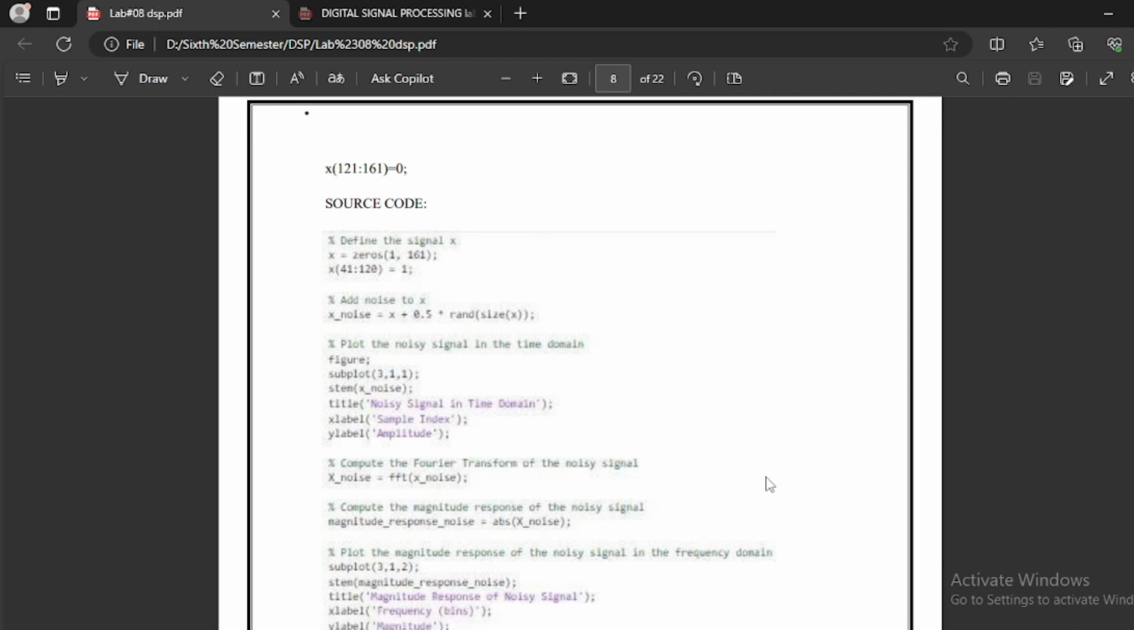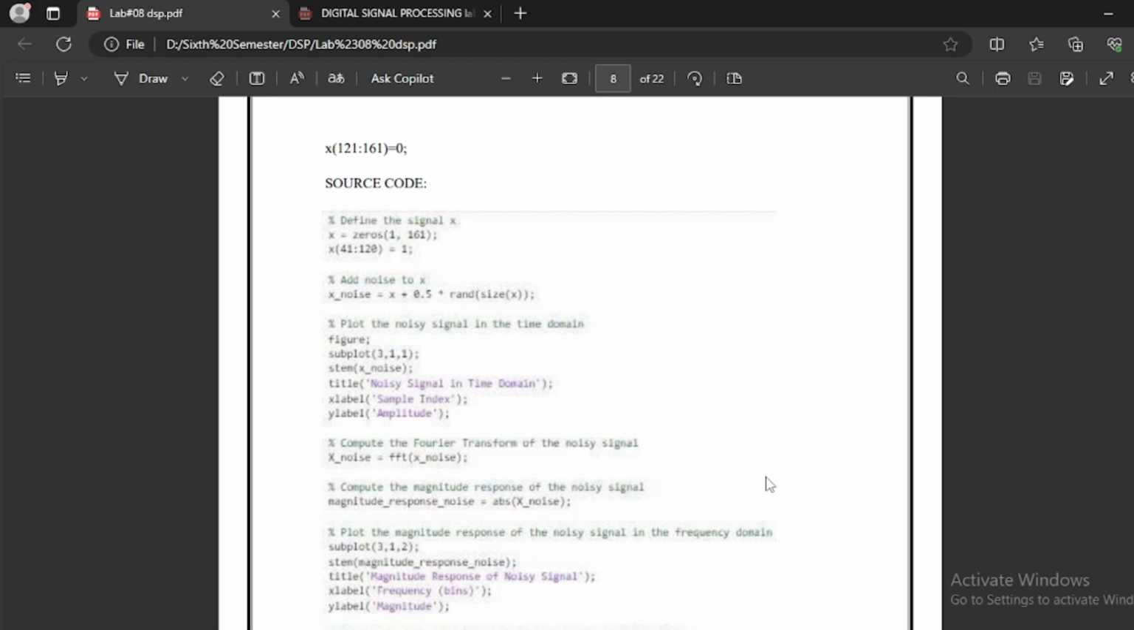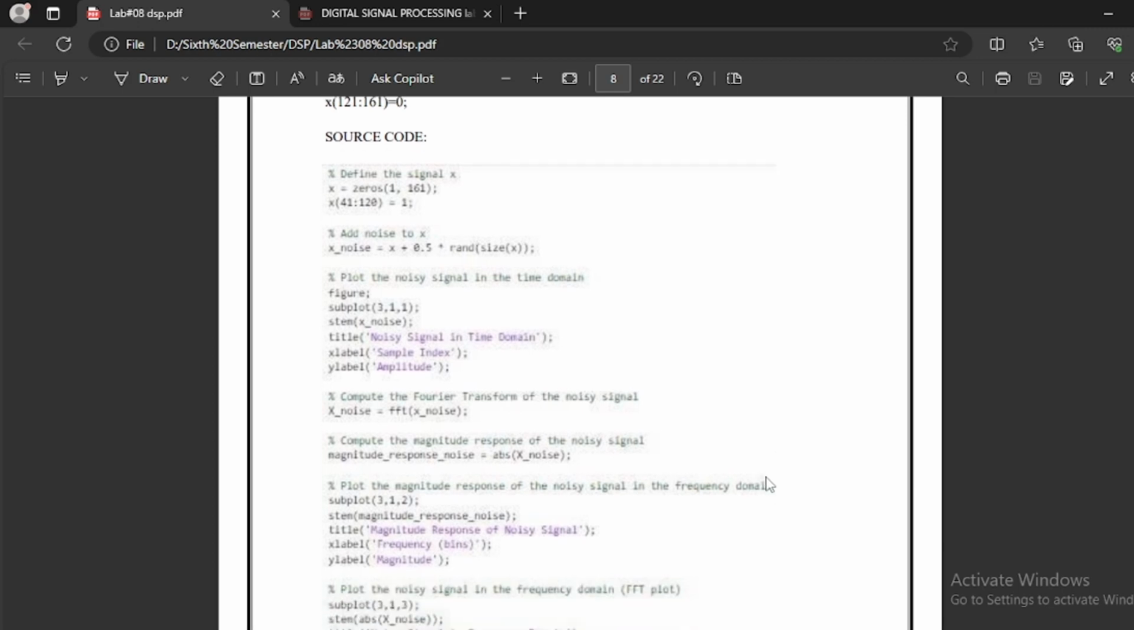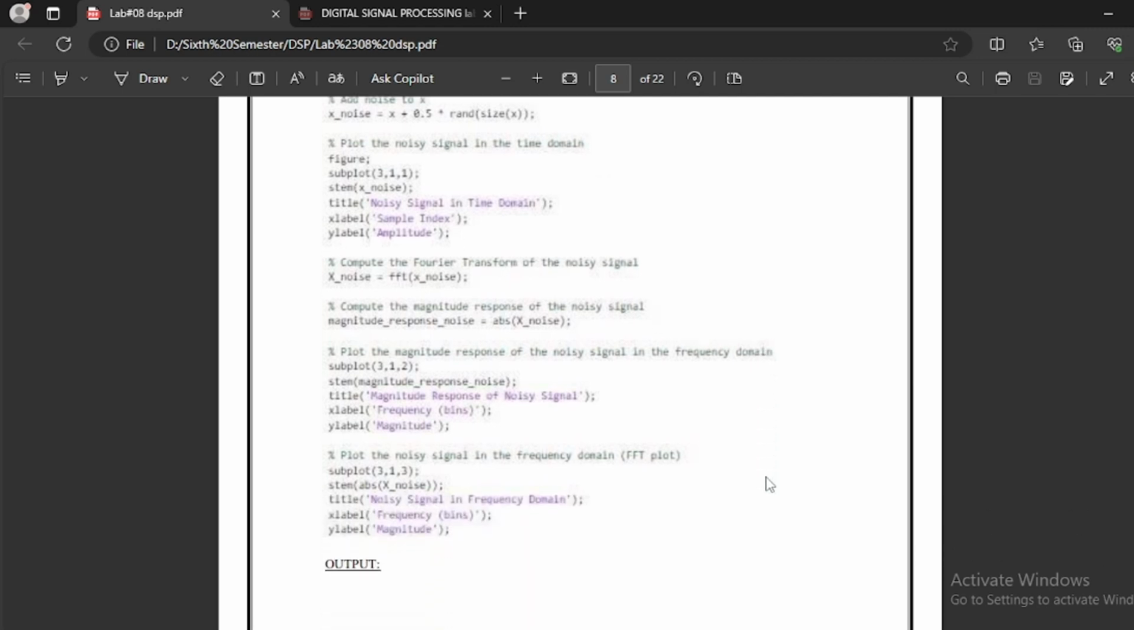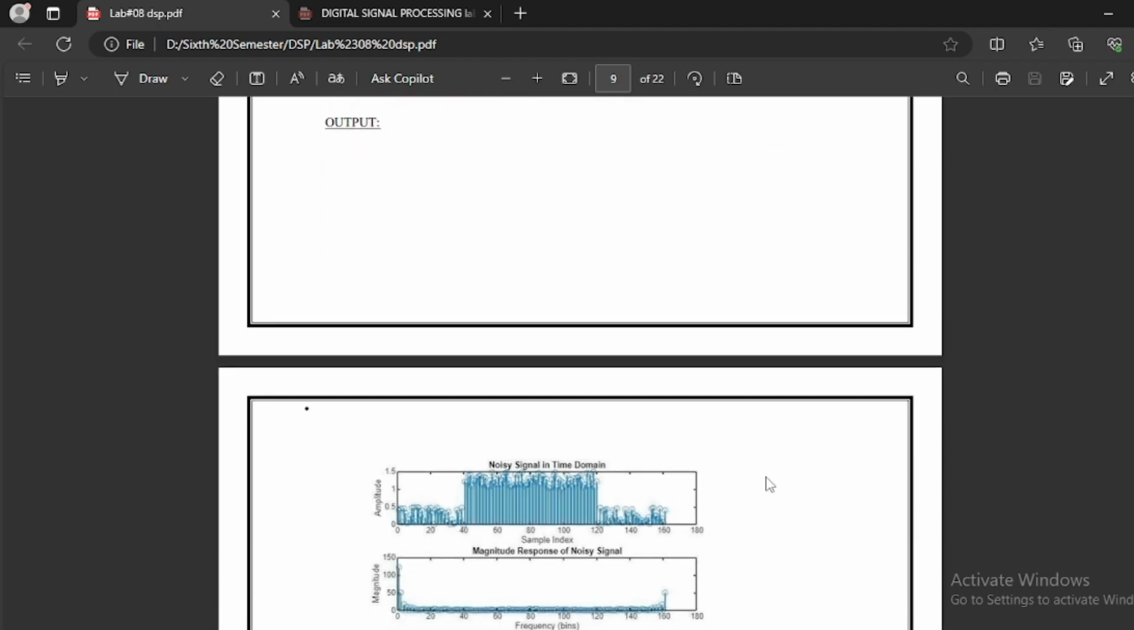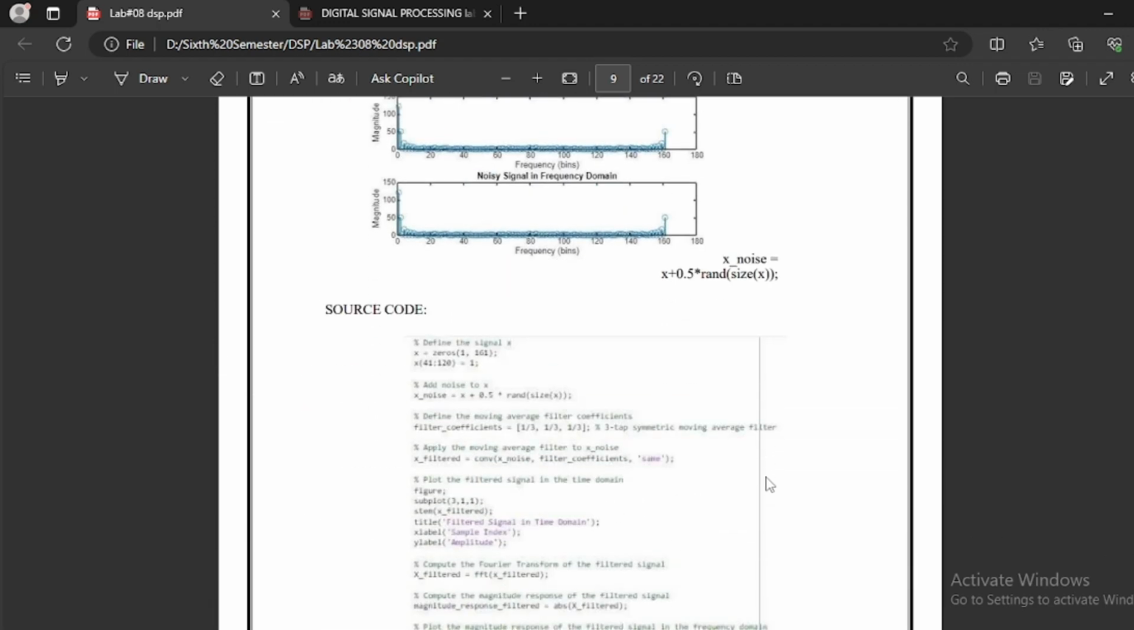Here's our source code. First we have to define the function, then we use this formula noise to x, then we use this plot command, title, x label, y label, then we use the magnitude response noise formula. Here is the output. Then next is x is equal to x into noise x plus 0.5 rand size x.